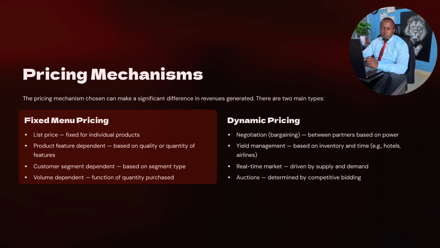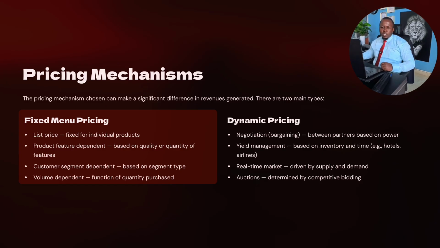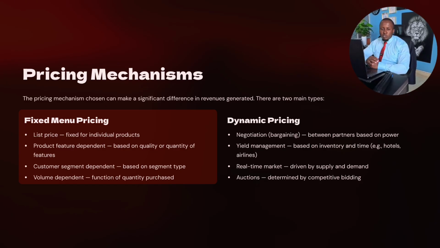if you don't have fixed menu pricing, you can have dynamic pricing. So under dynamic pricing, you can have the following scenarios. The first one is negotiation, or what is commonly referred to as bargaining. Now this is where partners, based on power, are able to bargain for different prices. Then you can have yield management. Now this is based on inventory and time. So for example, for hotels and airlines, you find during peak seasons, the price goes high, and when there's no demand, they might reduce their prices.